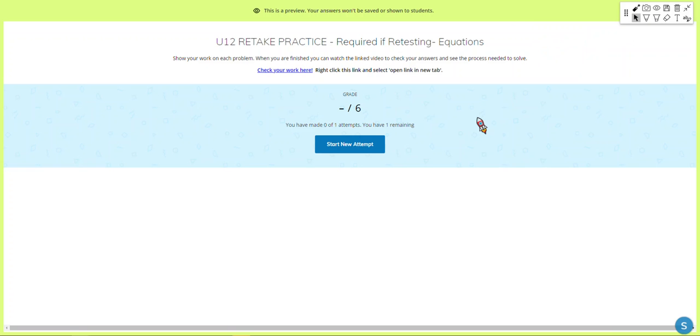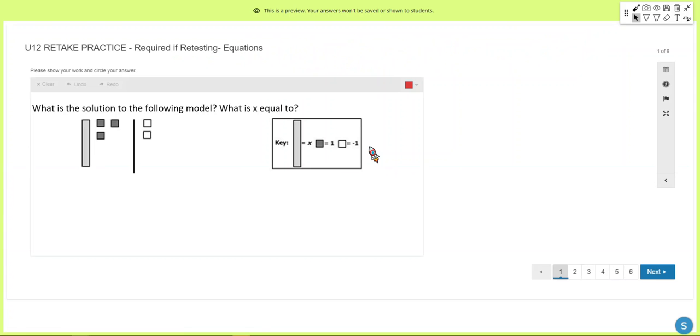In this video, I will be reviewing the Unit 12 retake practice. So for problem number 1, it's asking what is the solution to the following model, which means what is x equal to? So the first option you have is just solving the problem with the model.